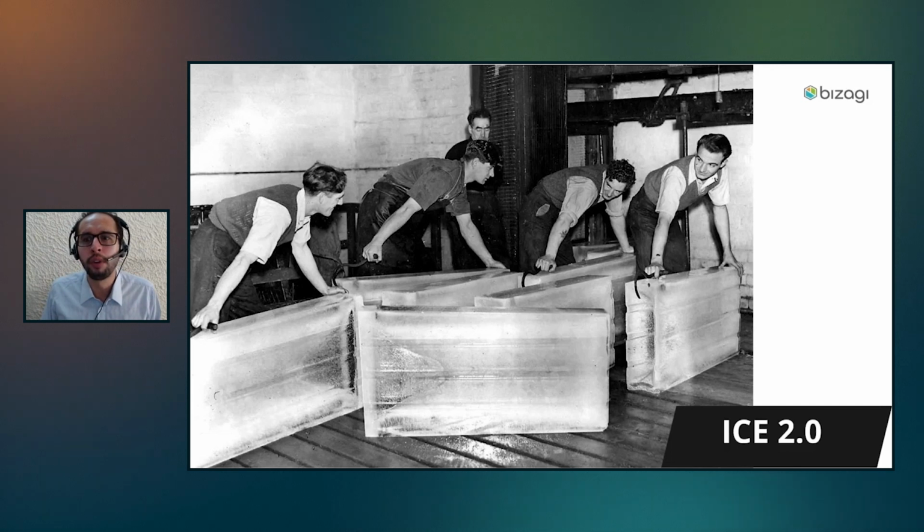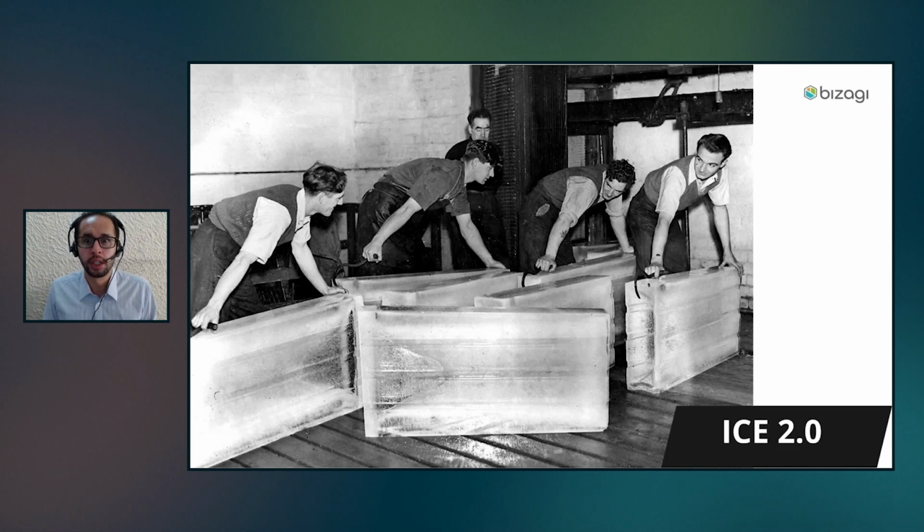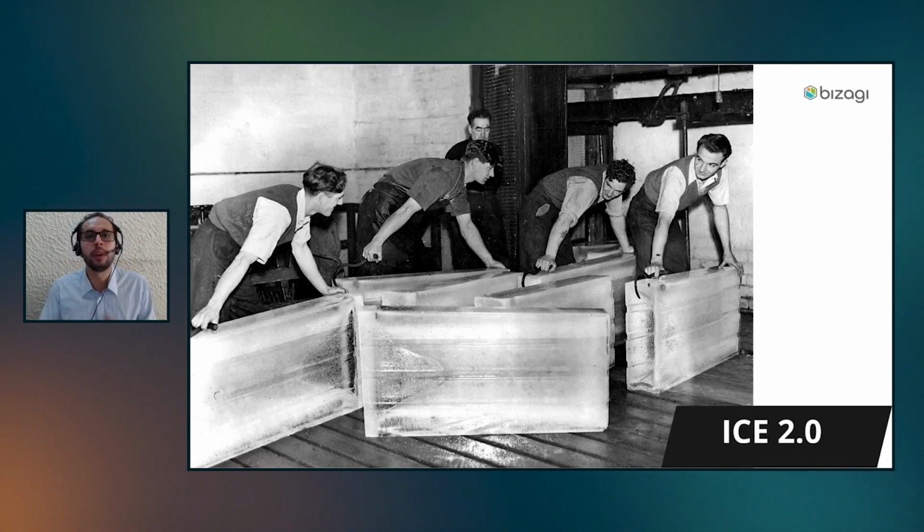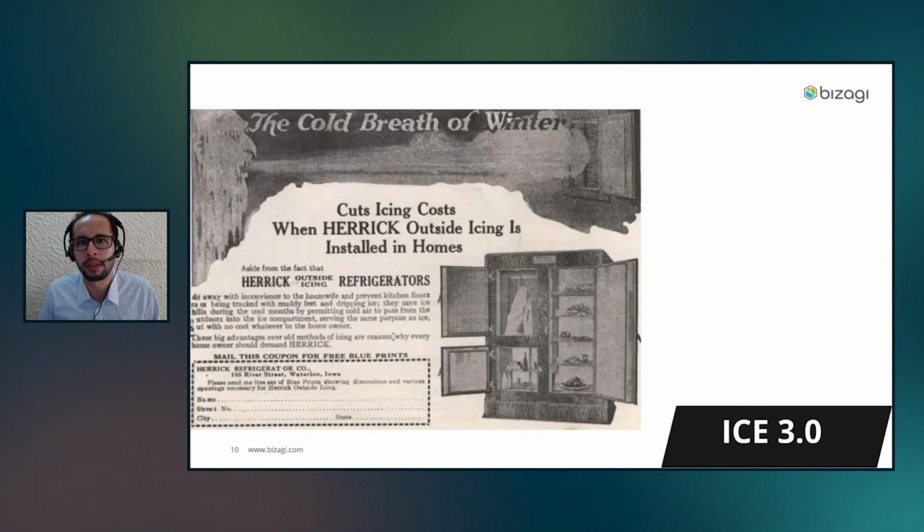We didn't have to wait for winter to get ice. We didn't have to expose people to really hard conditions, to really low temperatures just to get ice. Now we have a factory. Now we can produce this. But still, this was not enough. So people said, okay, how can we make it even simpler? How can we evolve? How can we make the big jump to ICE 3.0?